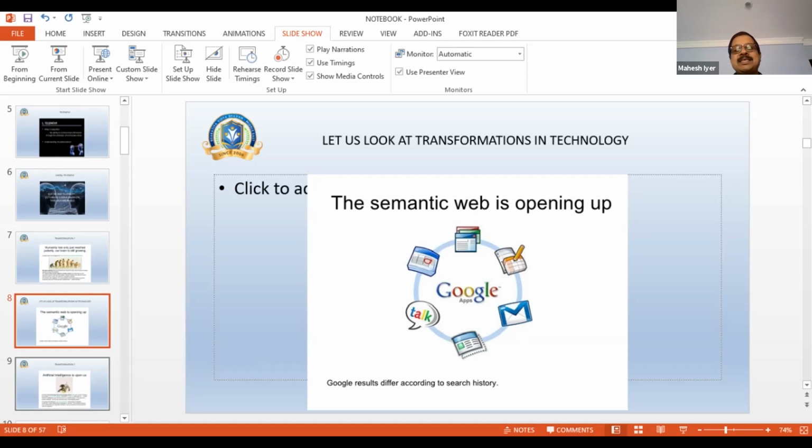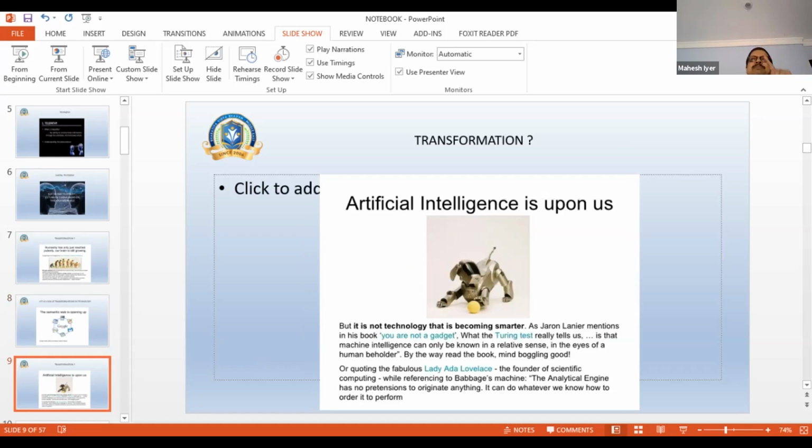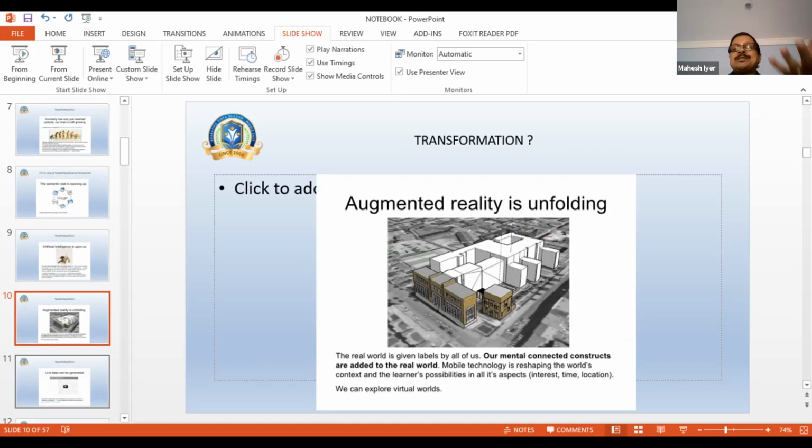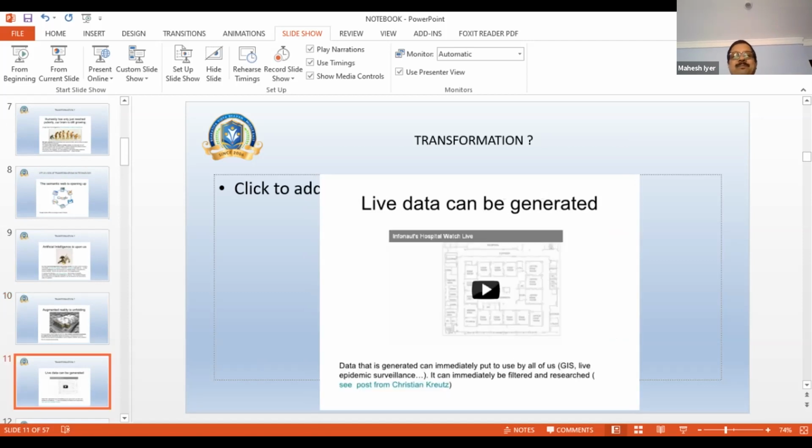Once the semantic web opens, that is also predicted, and each one is coming true. Artificial intelligence, long back, people had already told that human beings will be depending upon technology. See the transformation which was predicted long, long back. Now it is augmented reality. We can sit anywhere and even feel our own people very near to us. Live data can be generated anywhere, and we can use GIS and GPS for understanding where we are going.